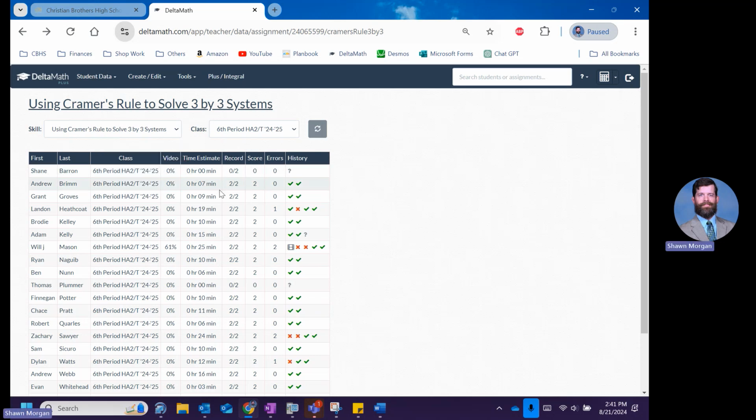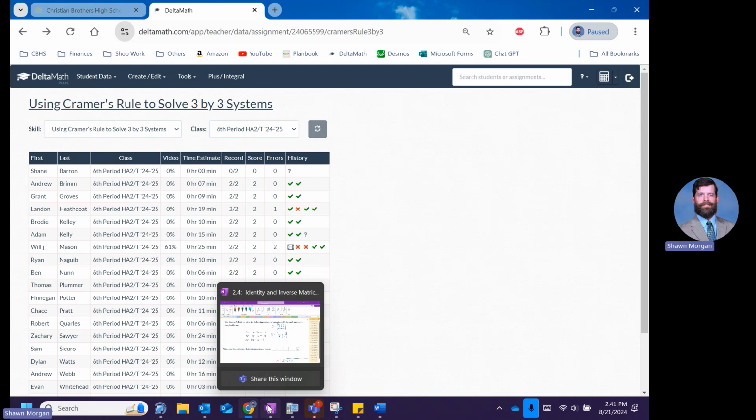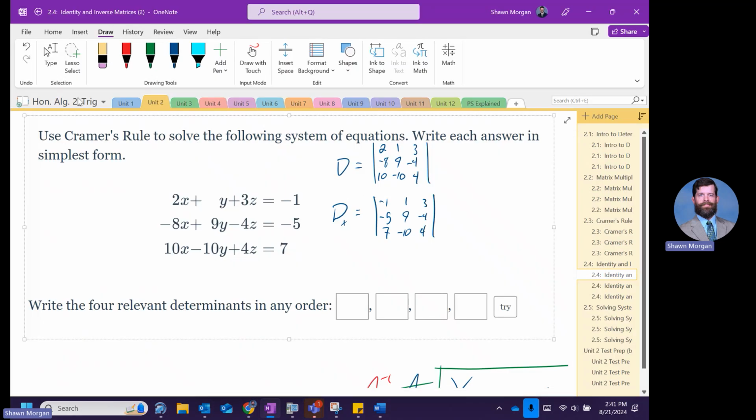Yes? No? Maybe? All right, get out a half sheet of paper and clear your desk. No calculators. No calculators. However, I will say this. I'm not going to ask you to do a bunch of fancy 3x3 work. All 2x2s.